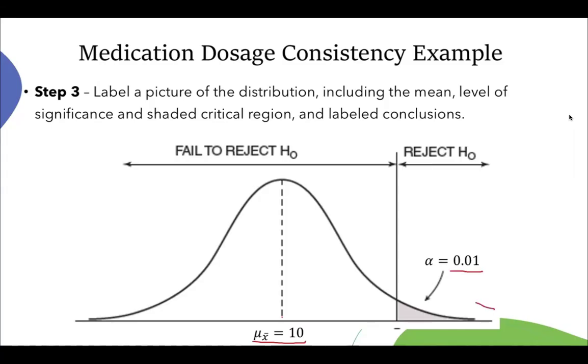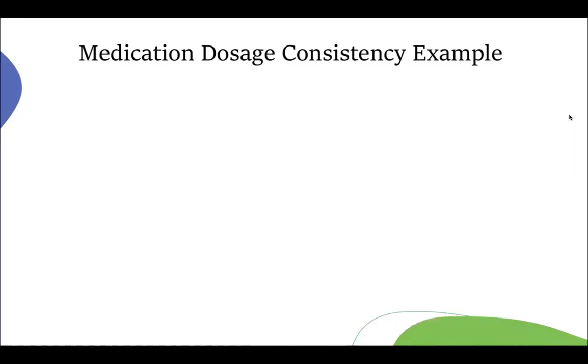Any test result that ends in the critical region, we will be able to reject the null hypothesis. Any test result that falls out of that critical region, we will fail to reject the null hypothesis. So let's write out the decision rule in words then.